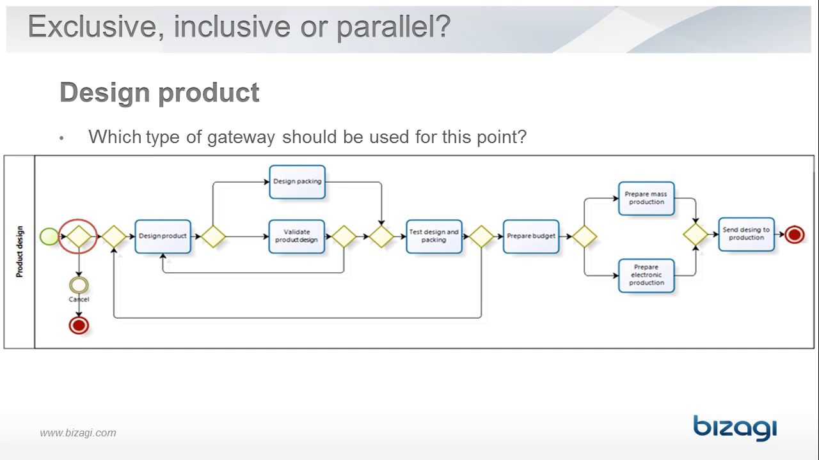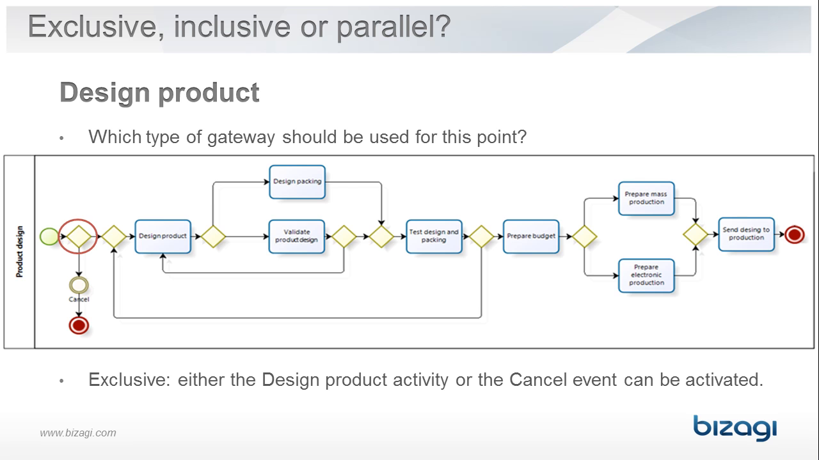Which type of gateway should be used for this point? In this point of the process, the cancellation is modeled. The process can be cancelled at any moment. If the exclusive gateway is used, either the design product activity or the cancel event can be activated. This implies that if the main path of the process is activated, the cancel event will never be available. This is not the behavior required.